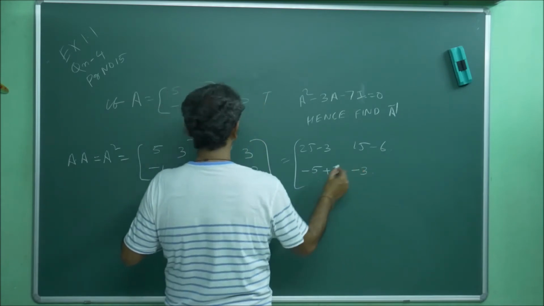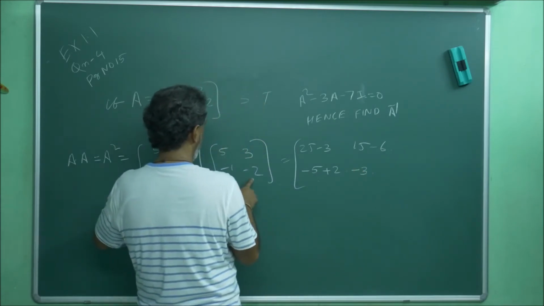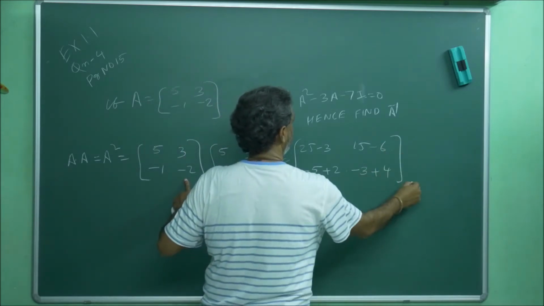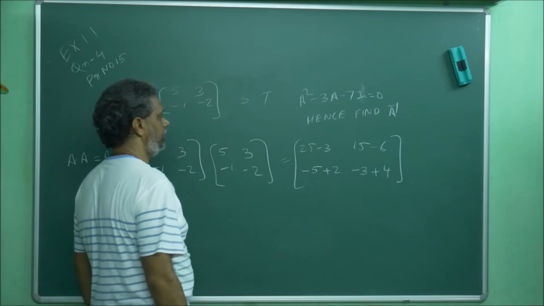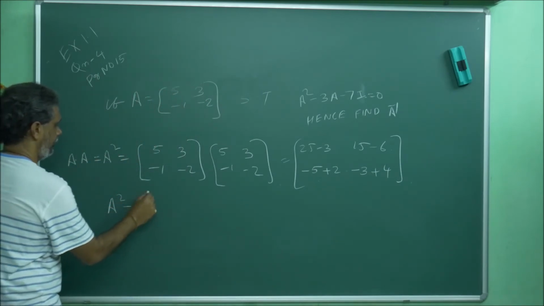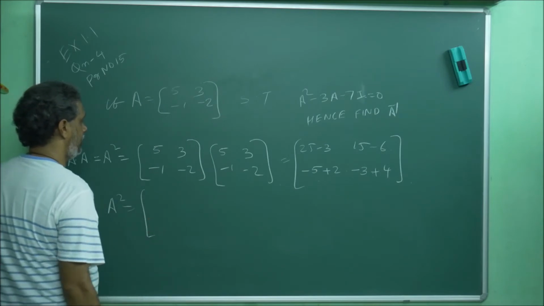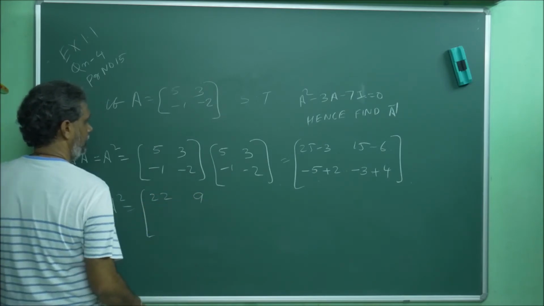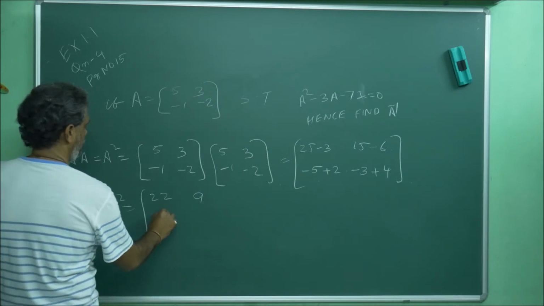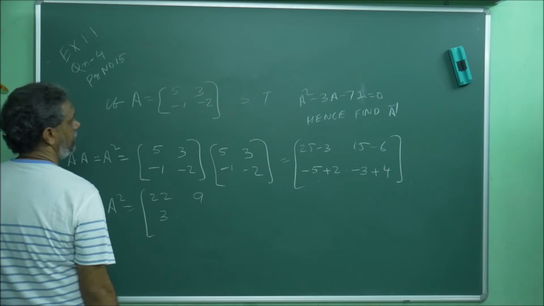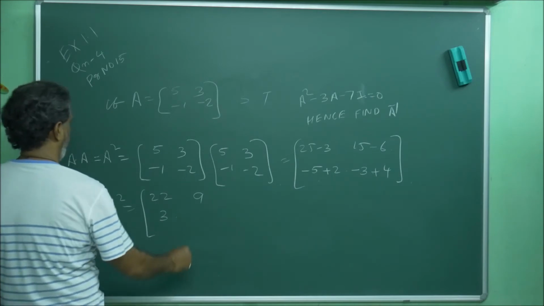Minus 3. Then minus into minus plus, 2 into 2, 4. Getting or not? Now, who is A square? A square is equal to 25 minus 3, 22. 15 minus 6, 9. Minus 5 plus 2, 3. Minus 3 plus 4, 1.